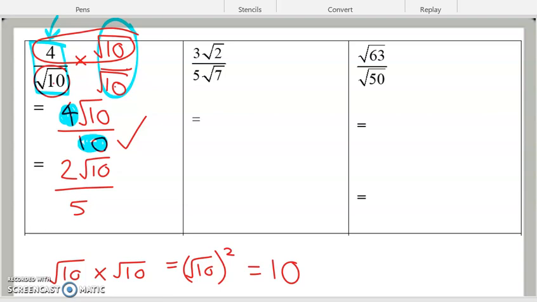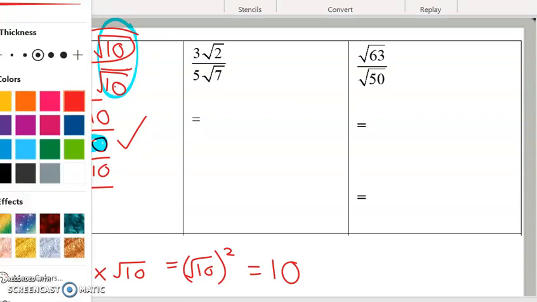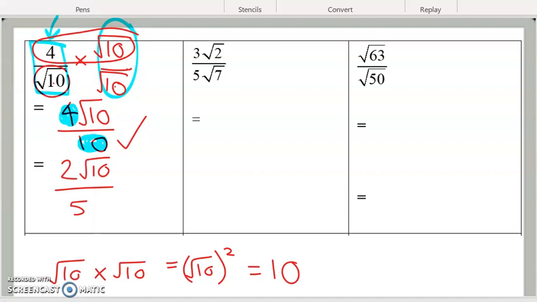Let's try a couple more examples. Here we want to rationalize the denominator, and I've got a root 7 in the denominator. What a lot of students will do is multiply by 5 root 7, but I don't want to do that. 5 is not an issue to me. 5 is already rational. The issue is the root 7. So what I need to do is only multiply by root 7 so that I can get a rational denominator. Do not unnecessarily multiply by the 5.